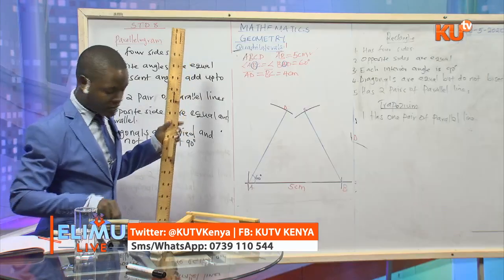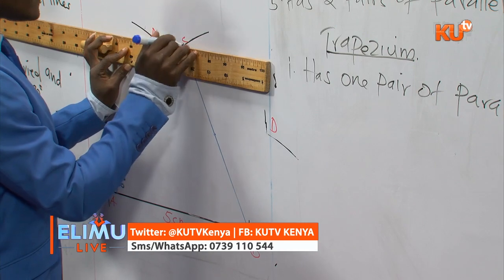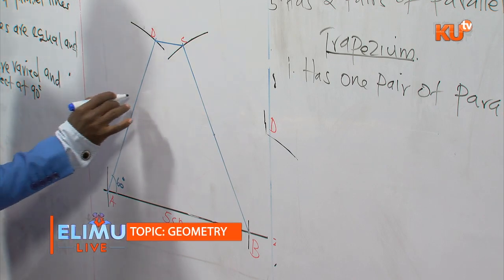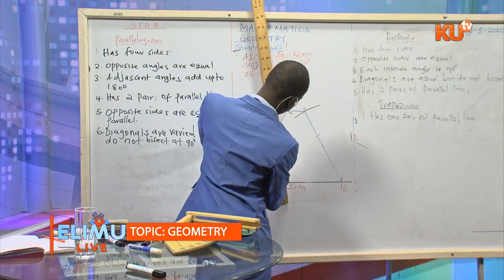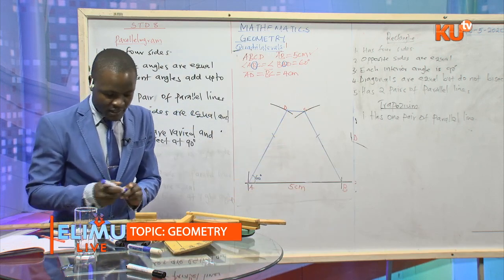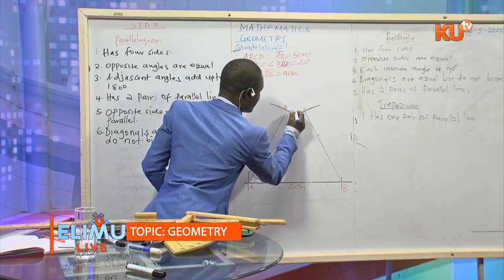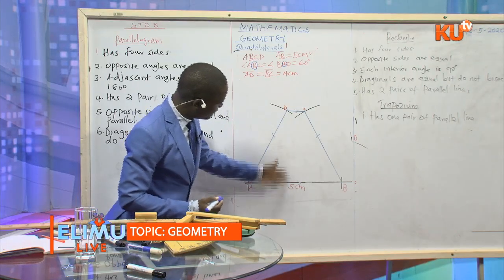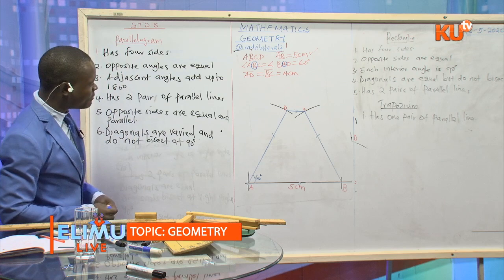Now for that, you join line DC, like I've joined it. So this is a trapezium, isosceles one, since this one and this one are equal. You can also drop perpendicular. That's the next thing that, if time will allow me, I'll take you through so that you can understand how a perpendicular line can be dropped. If you look at this line here and this line here, they are parallel to one another. That's the only pair of parallel lines that we have.